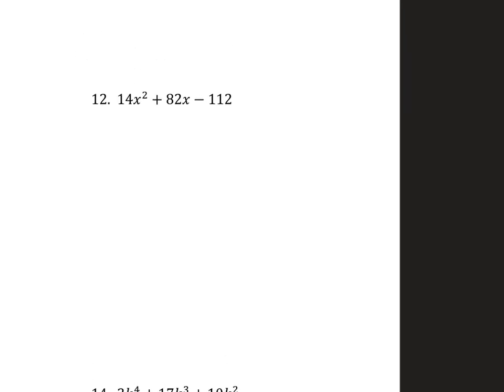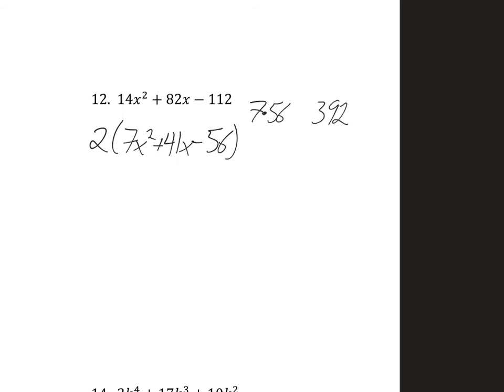So for these, I saw that they were all even, so I could pull out a 2 at the very least. So let's go ahead and test that out. We have 7x squared plus 41x minus 56. And that's it, because 7 doesn't go into 41. So now 7 times 56 gives me 392. I looked up the factors for that and saw that -8 and 49 add up to give me 41.